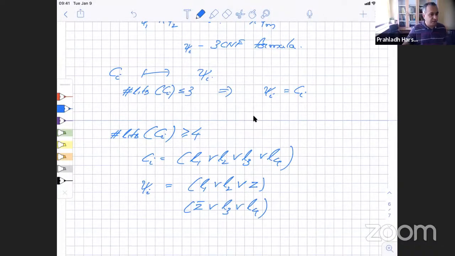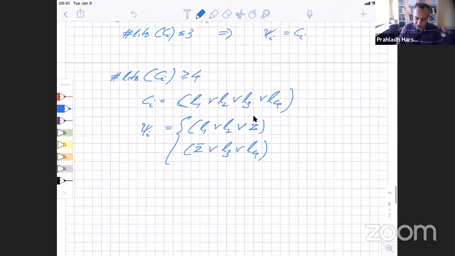Now, no matter what Z is, if Ci was satisfiable by a particular choice of variables, no matter what Z is, psi_i is satisfiable. If psi_i is satisfiable by a particular choice of values to L1, L2, Z, L3, and L4, no matter what value Z has, Ci is satisfiable by the same choice of assignment to the literals L1, L2, L3, L4. Because either Z is 0 or 1. If Z is 0, L1 or L2 is true, in which case Ci is true. If Z is 1, then for this clause to be true, L3 or L4 has to be true, and hence Ci will still be true.